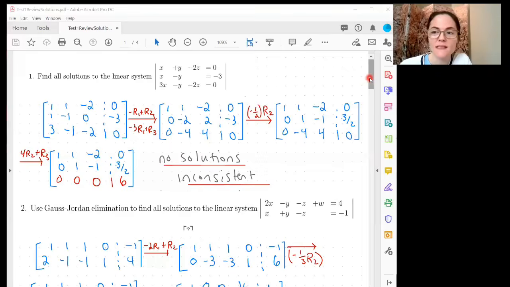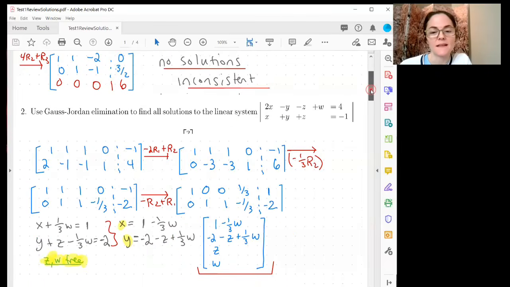Now let's move on to the second one. And then I will start writing on the iPad as we do problems 3 and on. The second one, we have another linear system. We see immediately, though, we have 4 unknowns, and we only have 2 equations. So we're either going to get no solution or infinitely many because the number of equations is less than the number of unknowns.